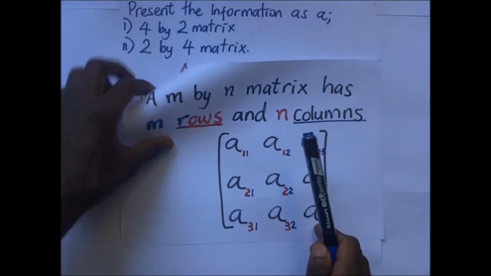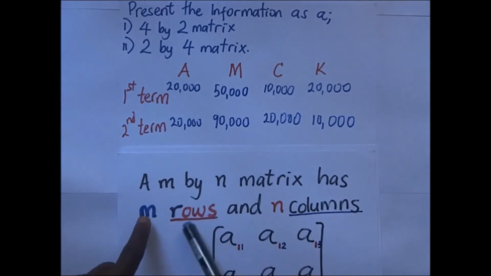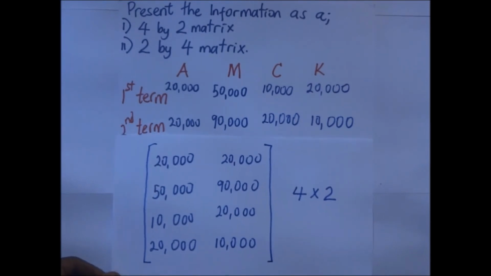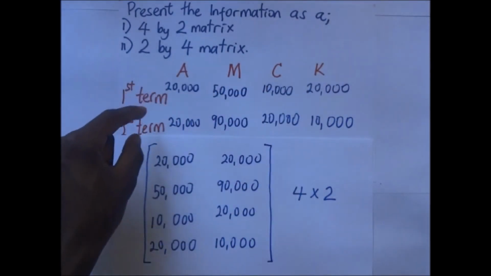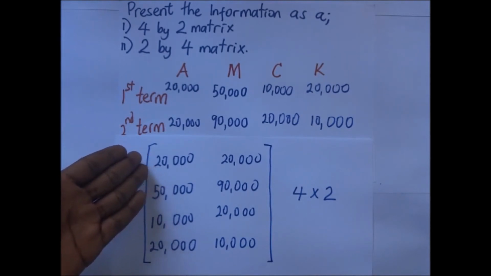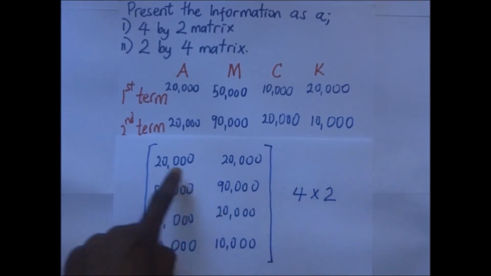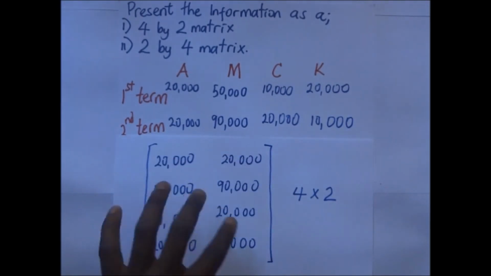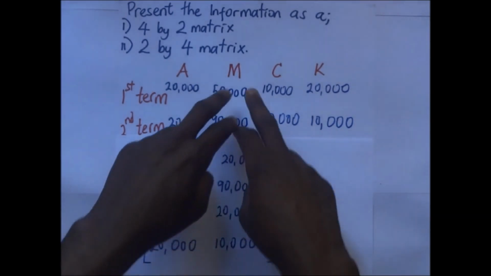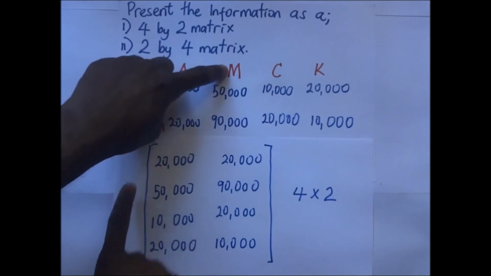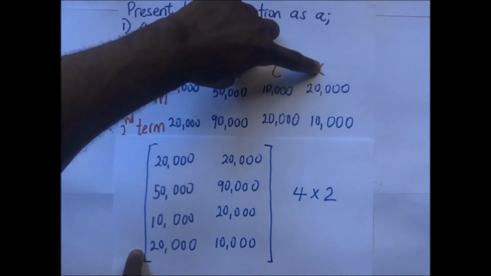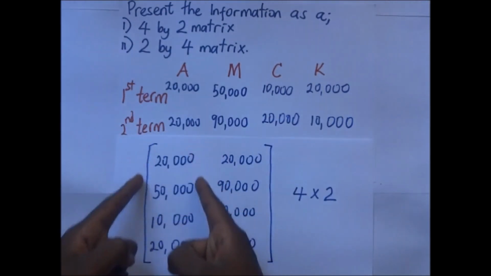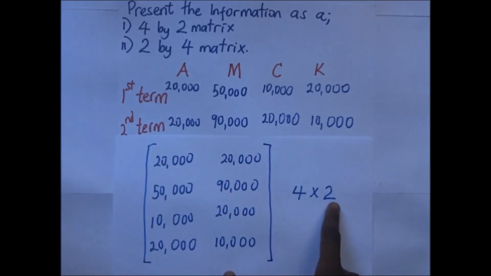So when they're talking about a 4x2 matrix, it means we are going to arrange these figures in such a manner that we have 4 rows and 2 columns. So in making a 4x2 matrix, we rearrange these figures so that we have 1, 2, 3, 4 rows and 1, 2 columns. So this is a 4x2 matrix. We rearranged this, meaning that the A is here, this M is there, this C is here, and this K is right here. Then the first term monies are here, then the second term monies are here. That's a 4x2 matrix.